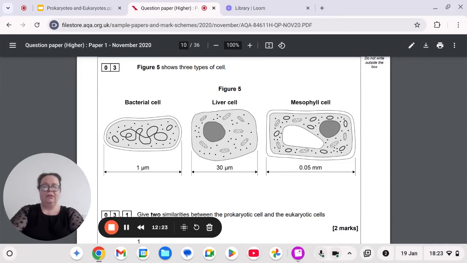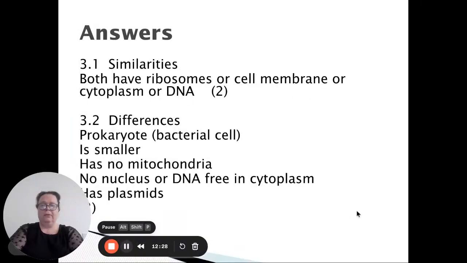So let's just double check, make sure you've got all those marks. Okay, so here's a mark scheme. First one was similarities. Both have ribosomes or a cell membrane or cytoplasm or DNA. We only need 2 of those. Those are 2 marks. The second part was differences. So from a bacterial cell, it's smaller, has no mitochondria, no nucleus, and has plasmids. Okay, that is 3 marks.